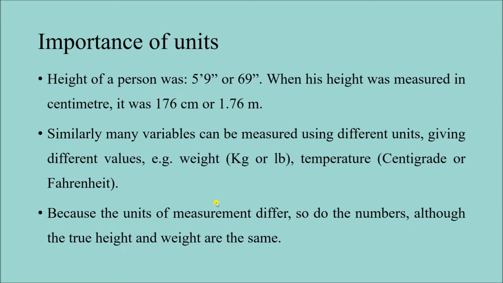Similarly, there can be other variables which can be measured using different units. For example, the weight of a person can be measured using kilogram or pound. Temperature can be measured using centigrade or Fahrenheit or even Kelvin scales. Since there are different units for each variable, the values can also be different. So whenever we take a measurement, if we use different units, we can have different values, even though the temperature, the height or weight of a person is actually the same. It remains the same, right?